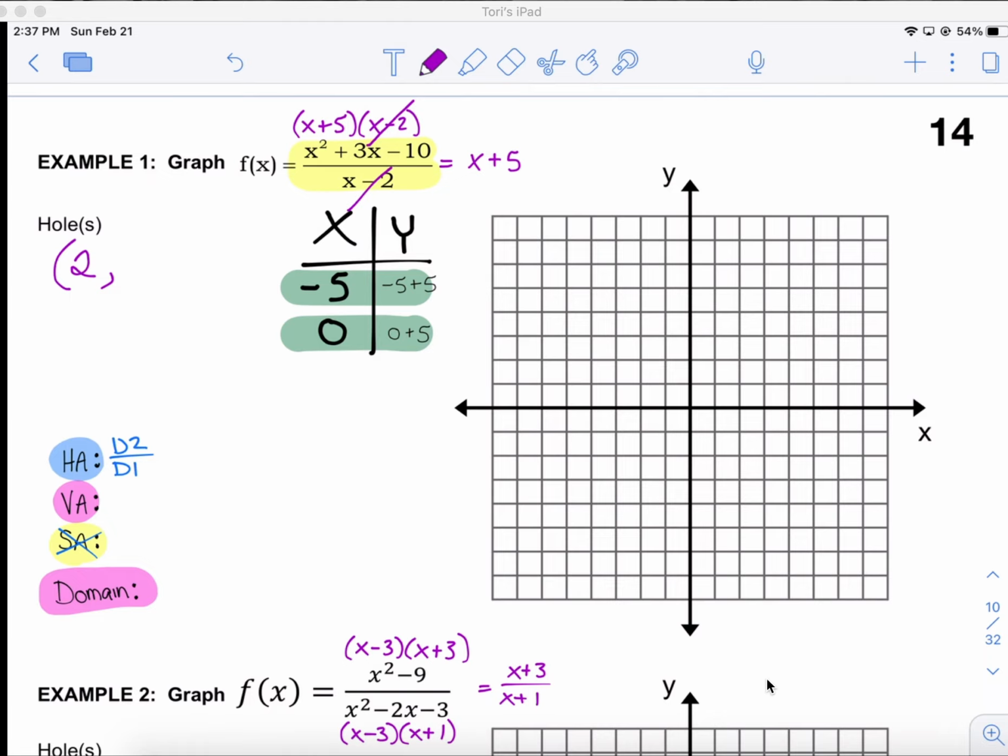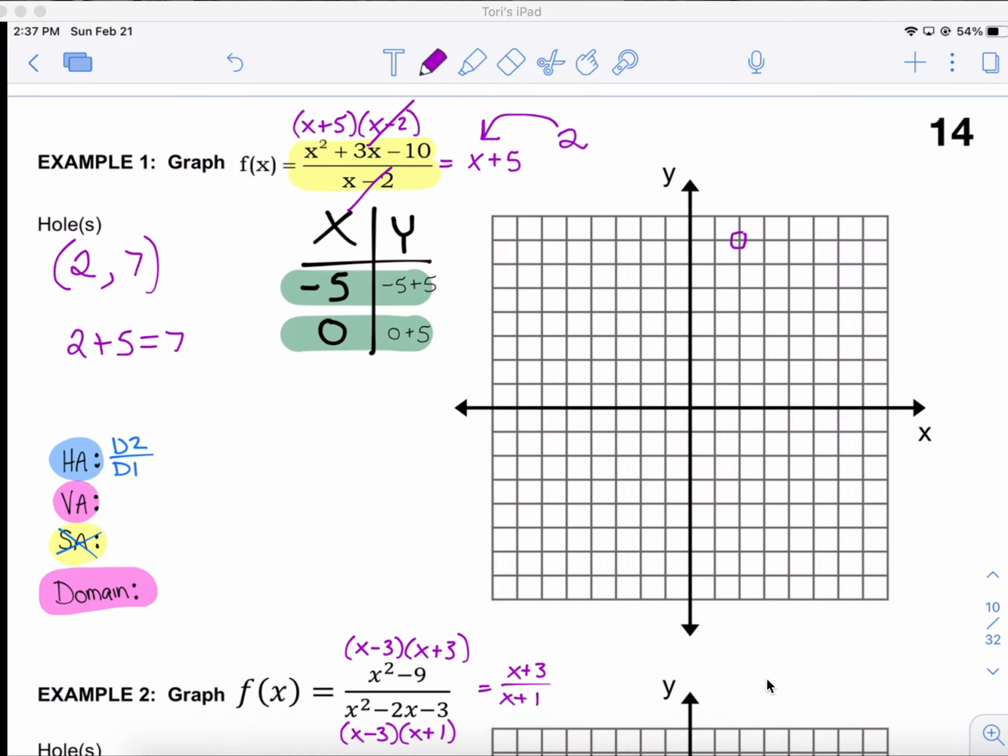To figure that out, we are going to plug a positive 2 into what's left over, which is my x plus 5. So 2 plus 5 equals 7. So 2 comma 7 is my hole. Right now, I'm going to go ahead and put an open circle at 2 comma 7. So 2, 4, 6, 7. That's where my hole is.